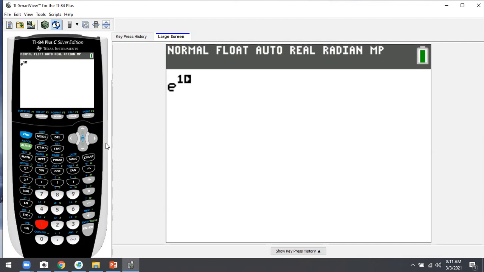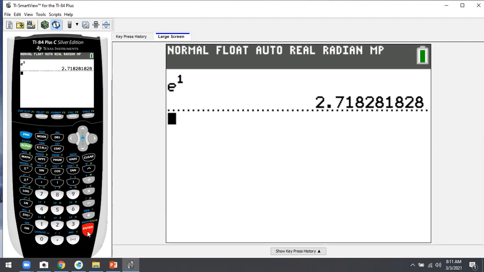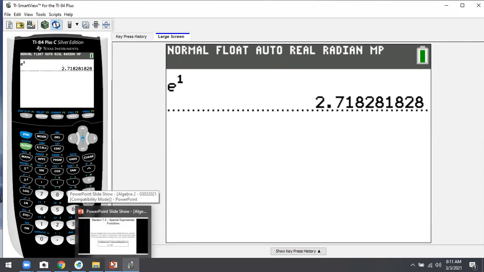In fact, if you just do E to the first, well, anything to the first is itself, right? And you hit enter, there's the value of E. It's about 2.718281828. It doesn't go on like that forever. There's some 2s and 6s after that, but something like that. So let's make up a problem real quick and see how much money someone would have if they were compounding continuously.